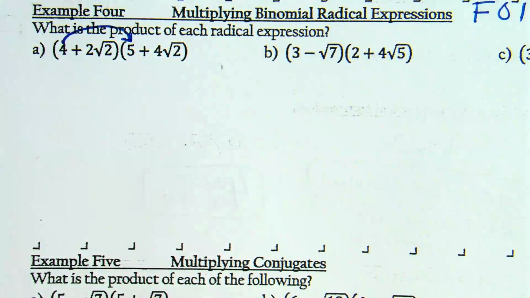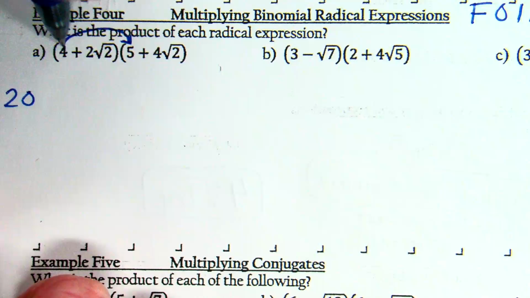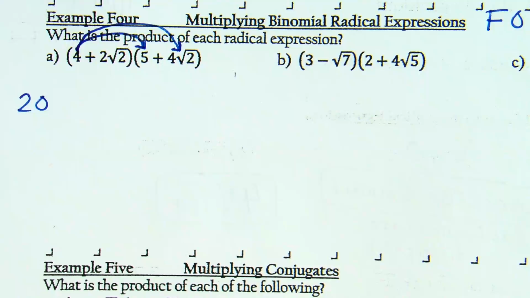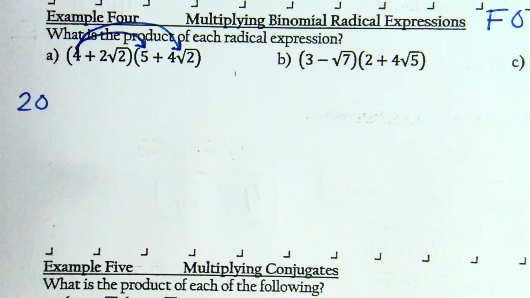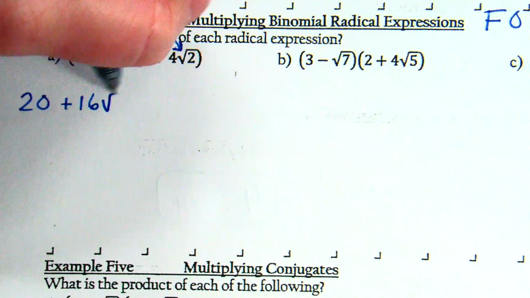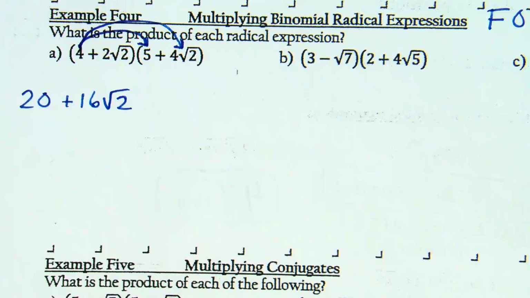4 times 5? 20. Now outside. That means you take the 4 and you distribute it to the other thing in the other parenthesis, or you're multiplying your outside terms. 4 times 4 square root of 2. The 4s are both regular numbers, so 4 times 4 is 16. There's no other radical, so the radical 2 doesn't multiply anything, it just carries along. So it's going to be 16 square root of 2.